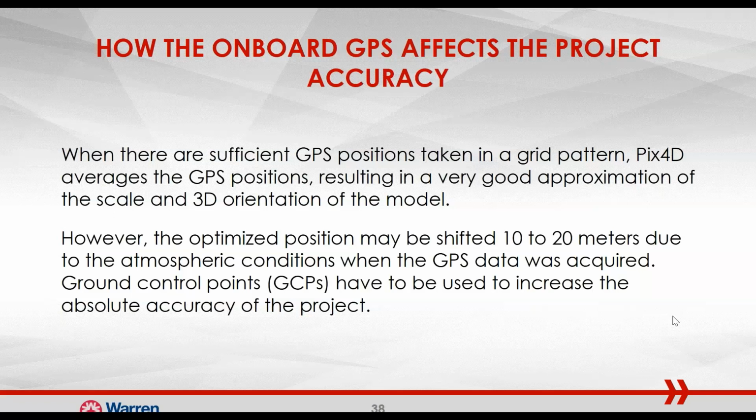They're going to tell you, pick this Pix4D, not me. The optimized position may be shifted 10 to 20 meters due to the atmospheric conditions when the GPS data was acquired. And this is where we're going to use ground control points to increase accuracy. We're going to do this several ways: permanent GCPs, scaled GCPs. We're going to use these in many different ways to go through how you can do that. And that's part of the course.